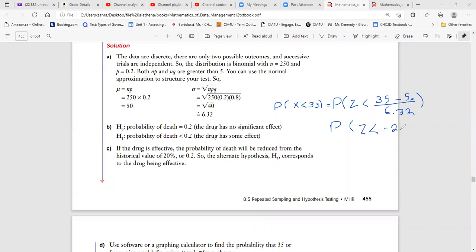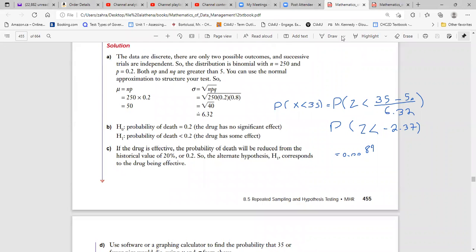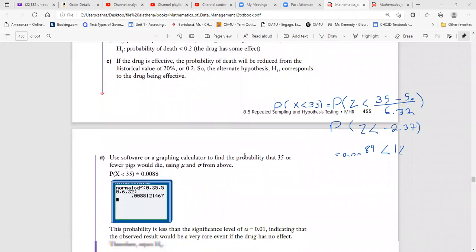It is negative 2.37. We go to the table here. We go to the table, negative 2.3, sorry, and now 7 is there: 0.0089. Okay. 0.0089. So here it is approximately 1%, less than 1%. So this is less than 1%. There is enough evidence to reject the null hypothesis.